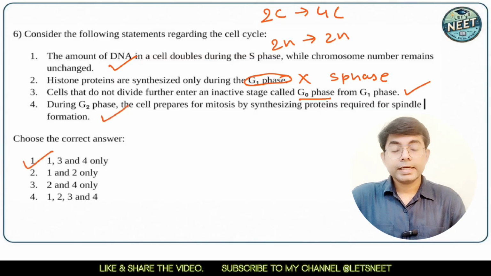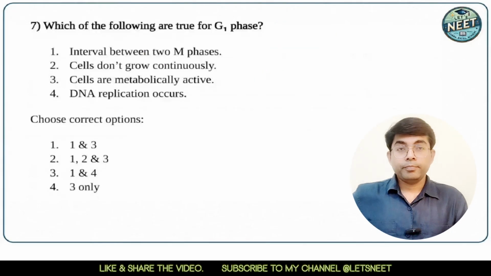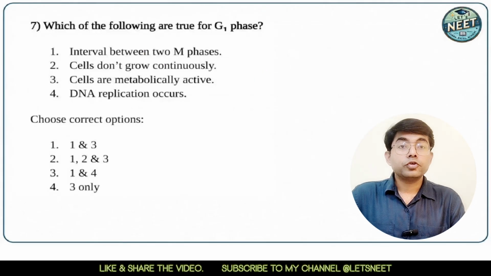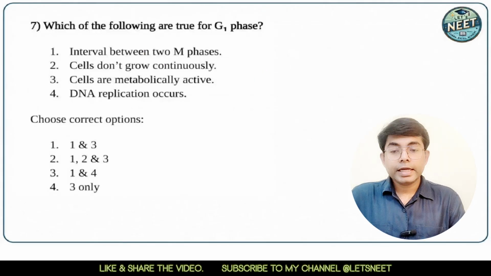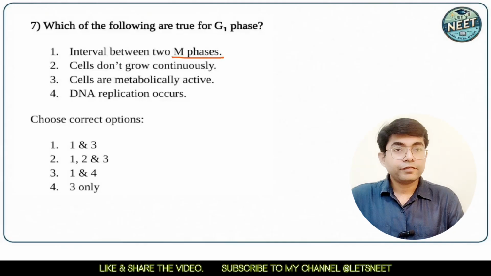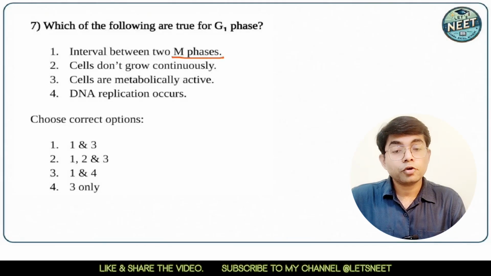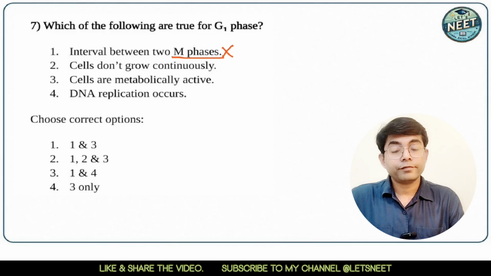So 1, 3 and 4 is correct here. Next one, which of the following is true for G1 phase? G1 phase, it is the interval between 2 M phase. Is G1 phase the interval between 2 M phase? No, it is true for interphase. Interphase is the interval between 2 M phase, not G1 phase.